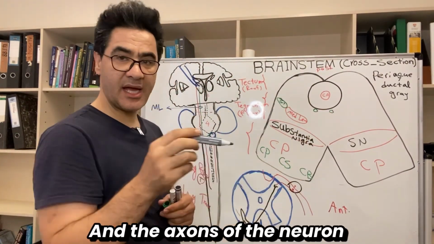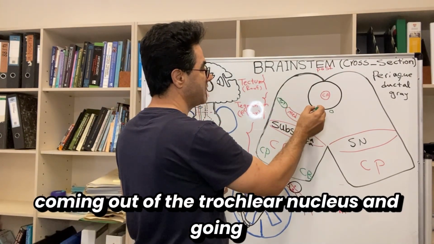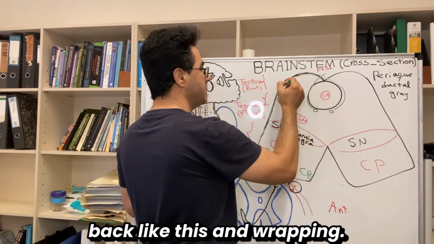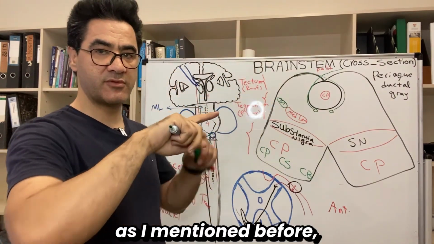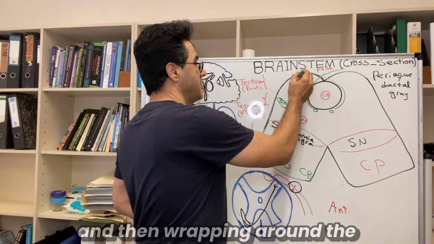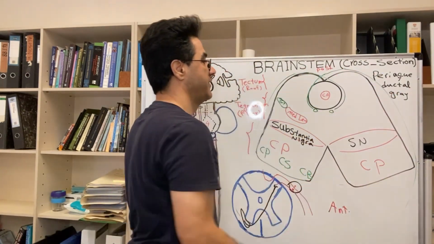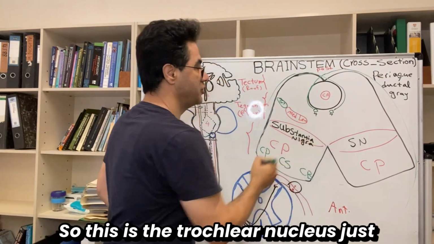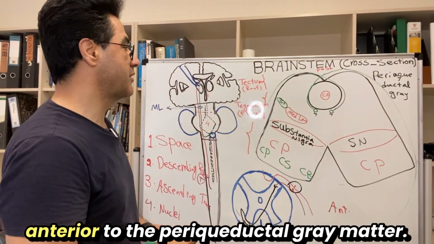And the axons of the neurons coming out of the trochlear nucleus go back like this and wrap around. This is the only nerve that, as I mentioned before, is coming off from the dorsal surface of the midbrain and then wrapping around the cerebral peduncle and going forward. So this is the trochlear nucleus, just anterior to the periaqueductal gray matter.